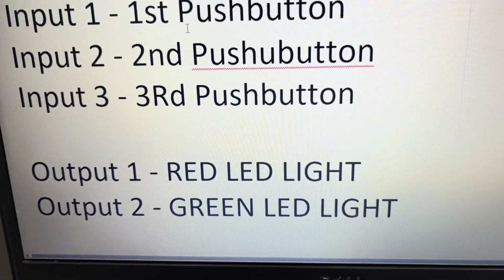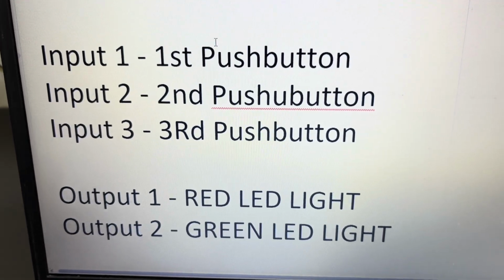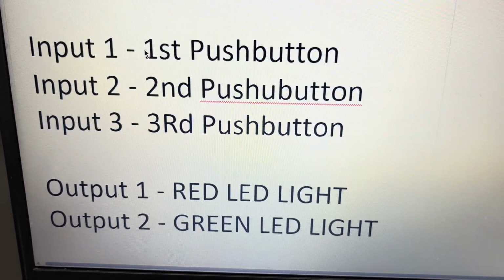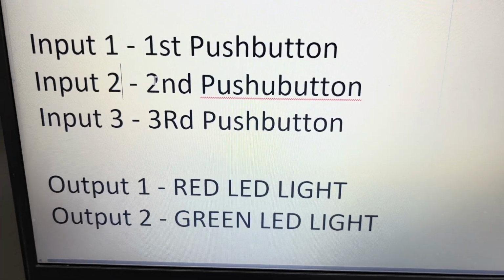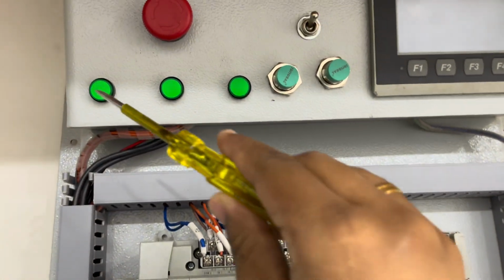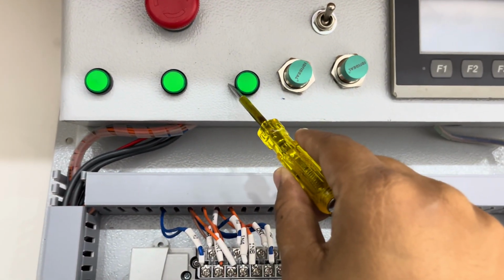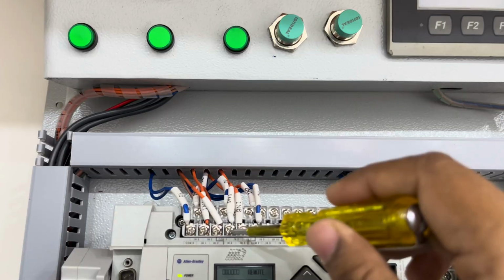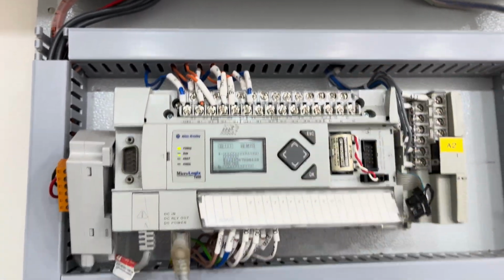For that, first you need to understand inputs and outputs. We have three inputs as of now. First push button, input number one, this is input number two, and input number three is the third push button. First input, second input, third input, which is connected to the input terminals of my PLC.